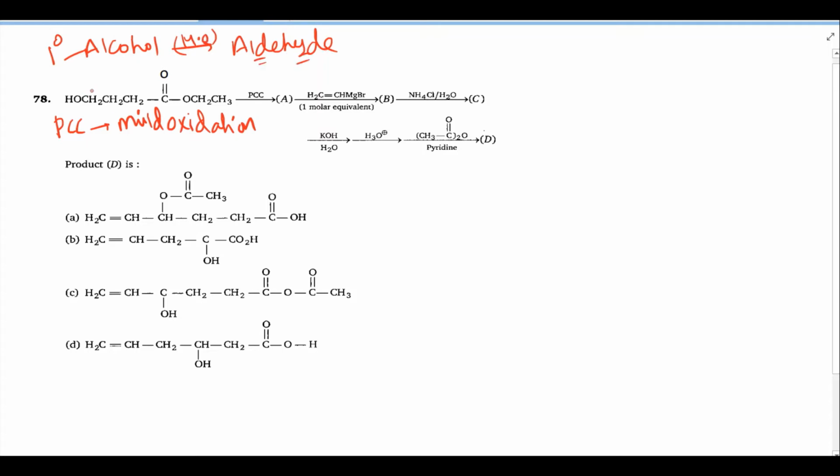Now this is the CH2OH. What kind of alcohol is this? Primary alcohol. So with mild oxidation, what will happen? You are going to get an aldehyde. I will write the product here: CH2, CH2, C double bond O, CH2, CH3. So this is A.